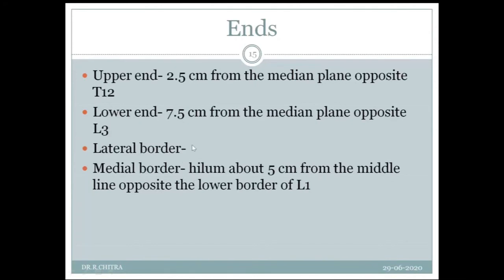Lateral border again lies more posterior. That's how it is. This transverse axis is slightly posterior. Lateral border is posterior. Medial border is convex in the upper and lower parts and presents a hilum in the middle part. This hilum is about 5 centimeter from the midline. So you see, upper end is 2.5 centimeter, lower end is 7.5 centimeter, and hilum is 5 centimeter from the midline. This is opposite to the lower border of the L1 vertebra.